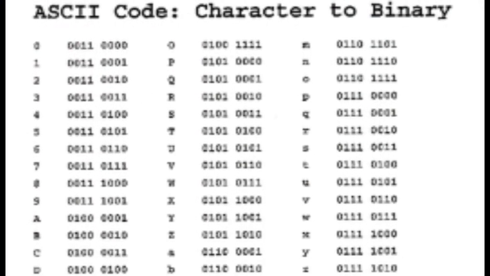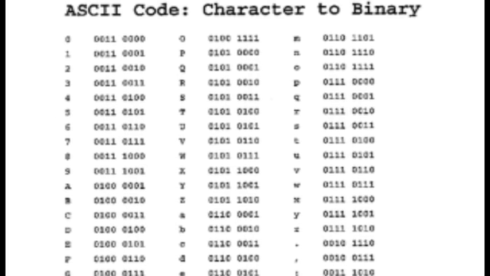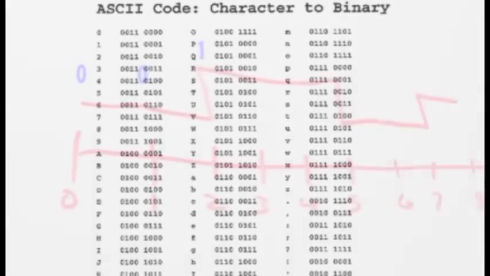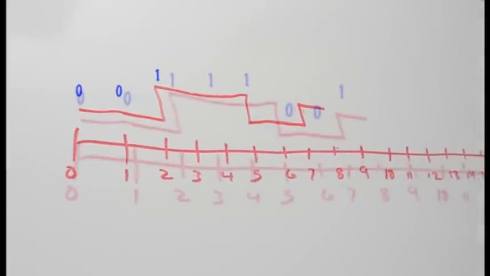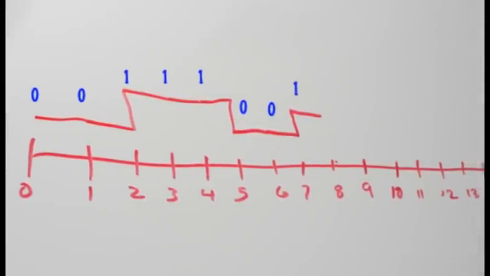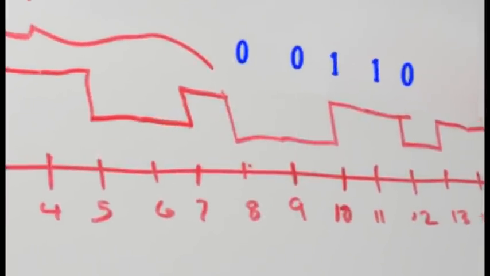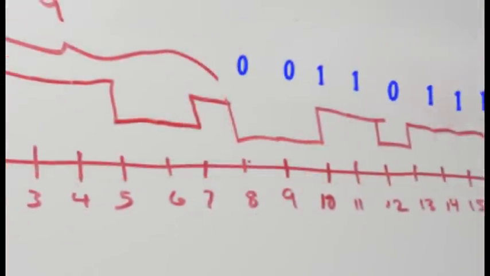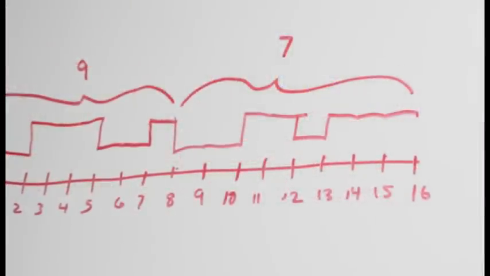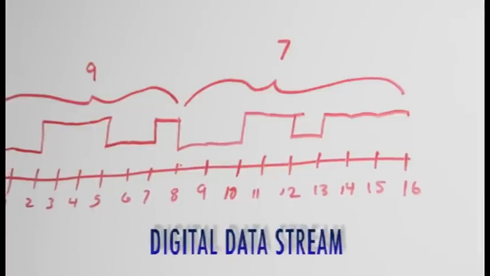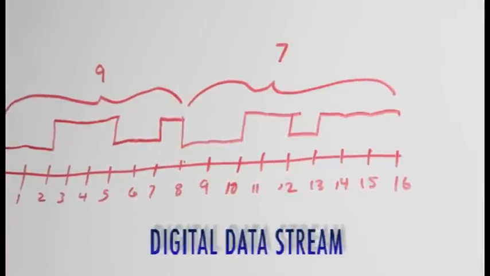So what we would do is look up 9 in ASCII, and we would find out that that is 0, 0, 1, 1, 1, 0, 0, 1. And then we would look up the number 7 in ASCII, and that would be 0, 0, 1, 1, 0, 1, 1, 1. So here we can see the digital data stream that represents 9 in ASCII and 7 in ASCII. So that's our message.